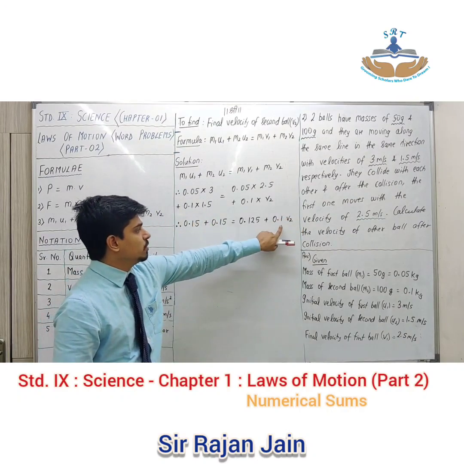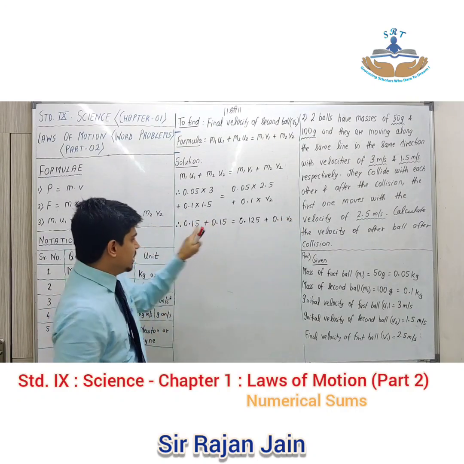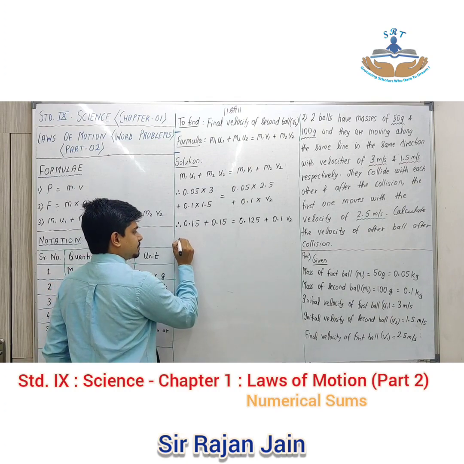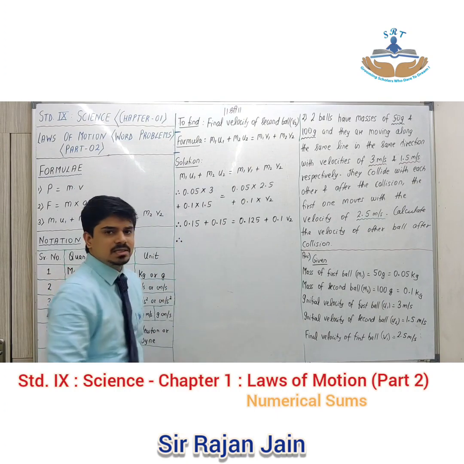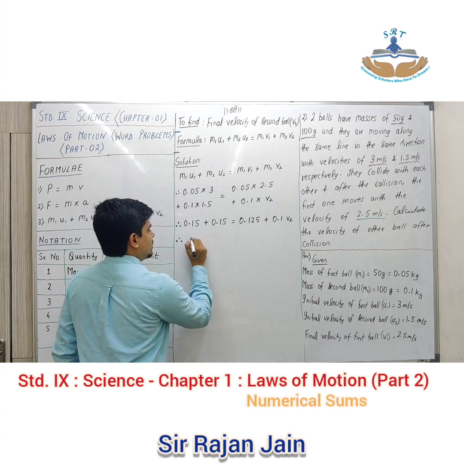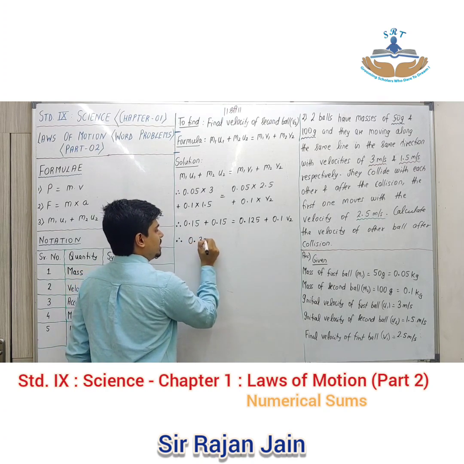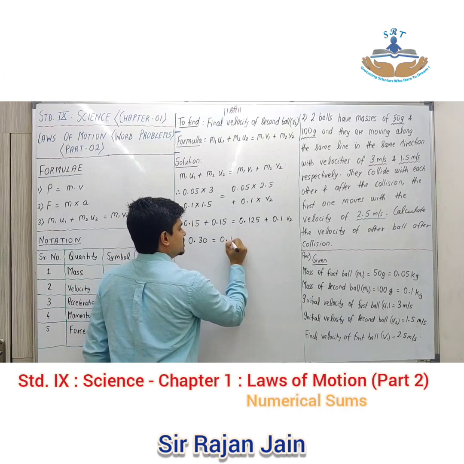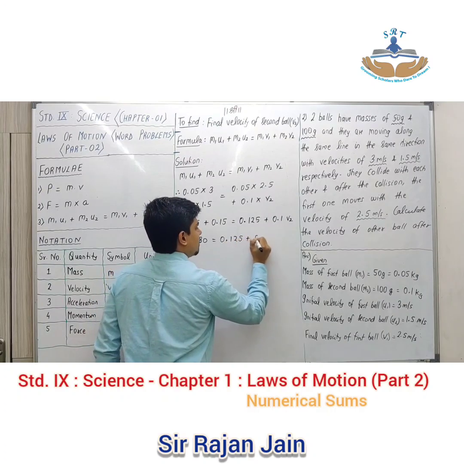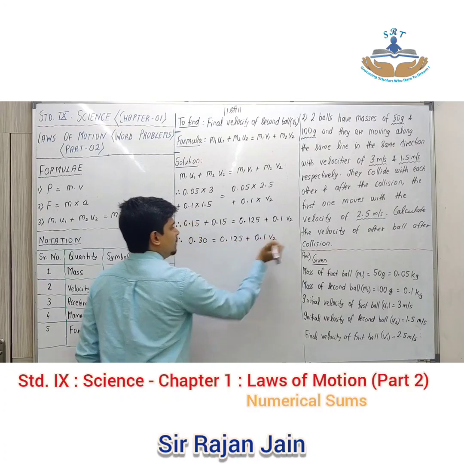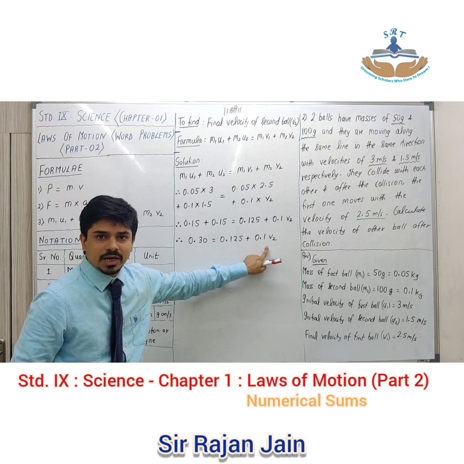I don't have an option over here. This I keep it as it is. Okay. Now let's try to add this. 0.15 plus 0.15. When you add, your answer will be 0.30 is equal to 0.125 plus 0.1 V2. Now unknown quantity is on the right hand side.